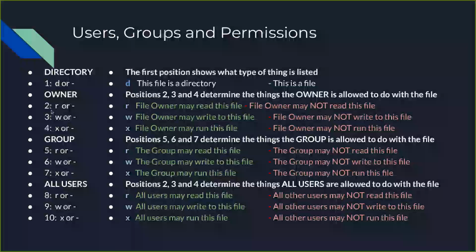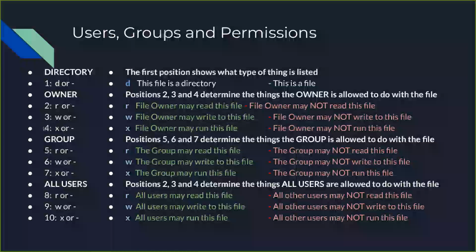In the third position, which is the second position within the owner set here, you'll either see a W or a dash. W means that the file owner may write to that file or delete that file. But a dash will mean that the file owner may not write to or delete that file.